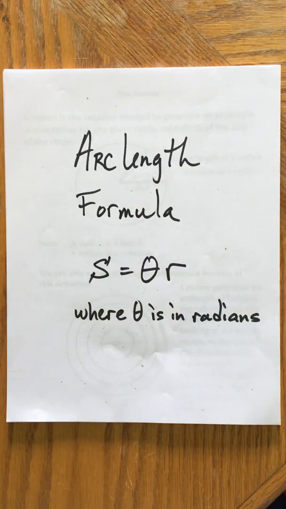Hello, in this video I'm going to discuss the arc length formula, S, and that is the letter S, equals theta R, where theta is an angle measured in radians, and it can only be used with radians, and R is the radius of a circle.